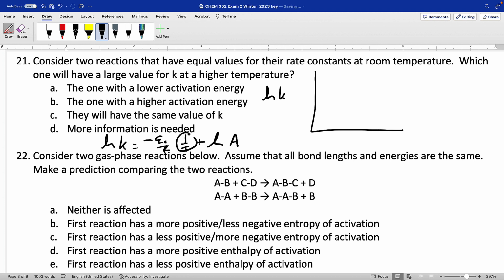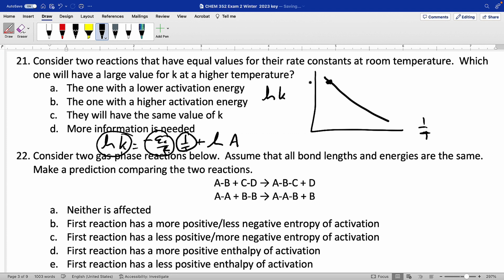And we can see if we call this X and we call this Y, that our slope is the negative of the activation energy over R. So since activation energy is usually positive, this is going to give us a negative slope. And what this tells us is that over here on the left, where we have high temperatures, since this is a reciprocal axis, we're going to have high values for k.